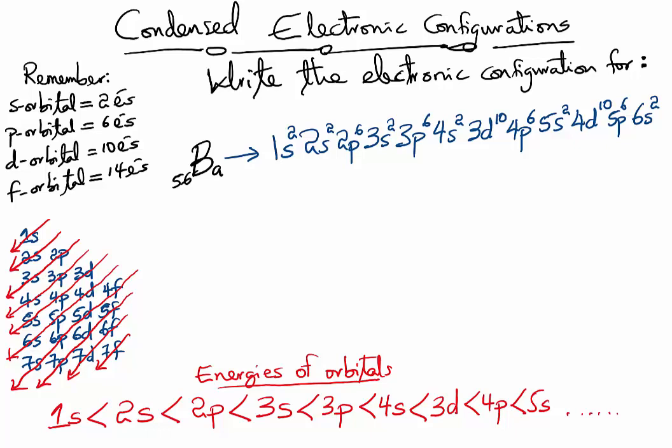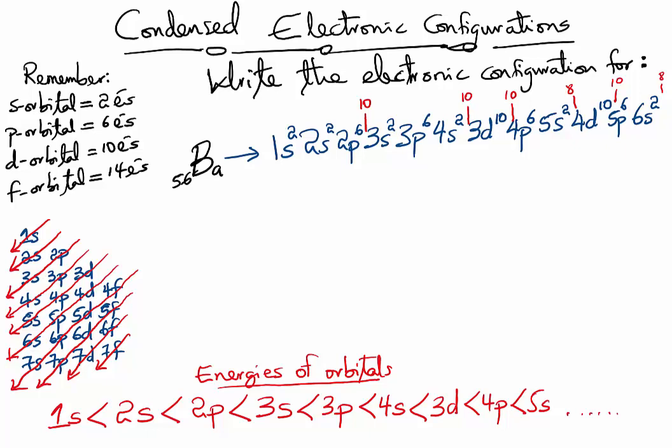Let us be sure that we have done this correctly. 2 plus 2 plus 6 is 10. 2 plus 6 plus 2 is another 10. This is another 10. This is 8. This is 10. And this is another 8. Let us add them up. That will be 10 plus 10 plus 10 plus 10. That gives us 40. And then 8 plus 8 is 16. 16 plus 40 is 56. So yes, we have written out the electron configuration correctly, but it is too long.